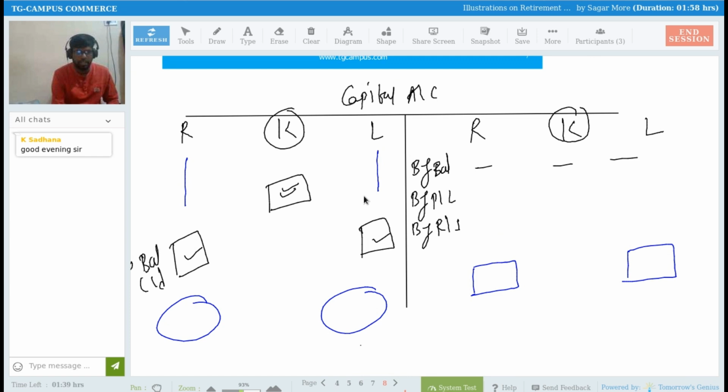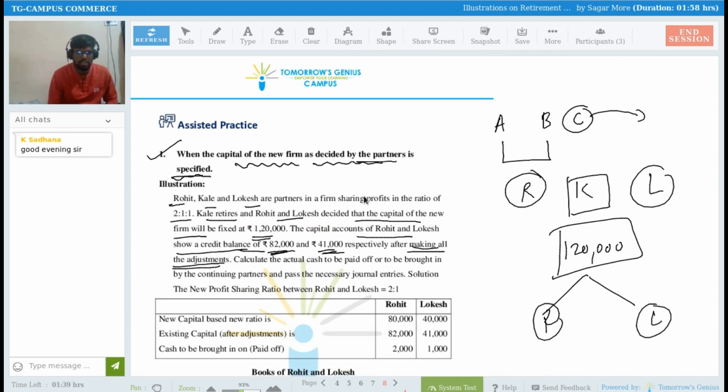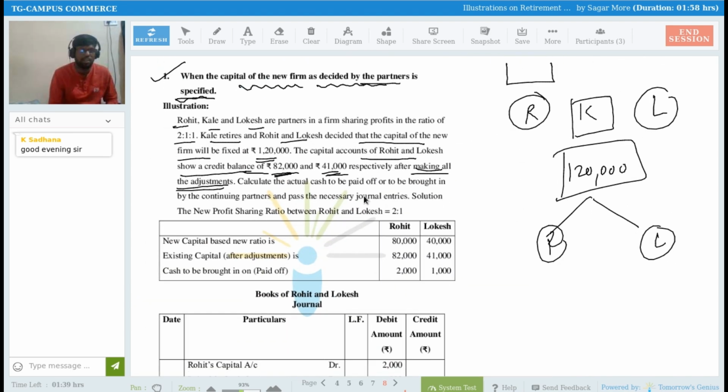Means after adding the credit side, and from that subtracting the debit side total, you are getting 82,000 and 41,000 rupees here. Once again I am saying, that is not your final balance. Here you have just calculated. So you are getting balances of 82,000 and 41,000 respectively after making all the adjustments.